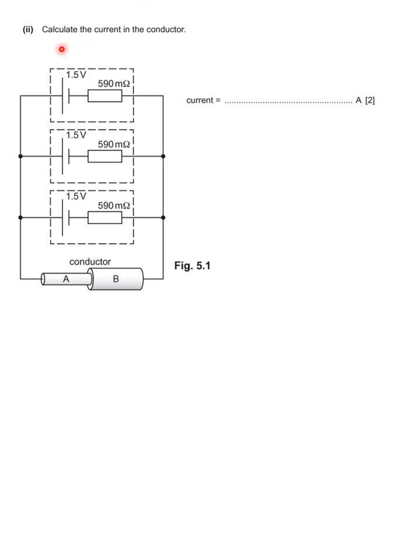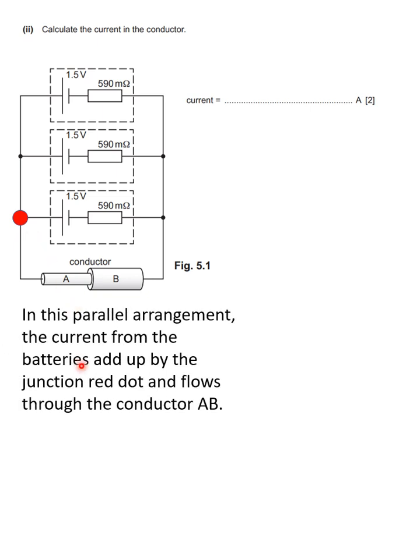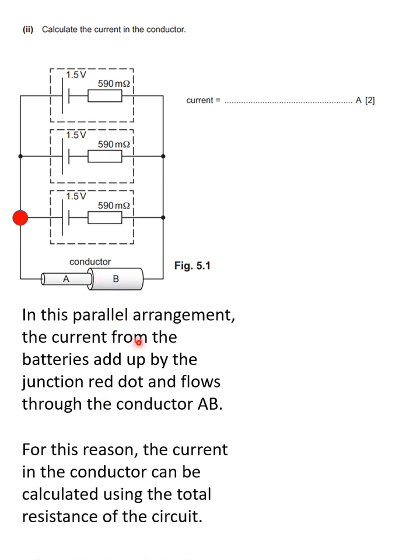Question II. Calculate the current in the conductor. Here is a junction. In this parallel arrangement, the current from the batteries, all three, adds up at the junction in this red dot and flows through this conductor AB. For this reason, the current in the conductor can be calculated using the total resistance of the circuit.